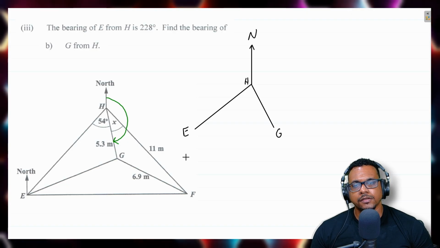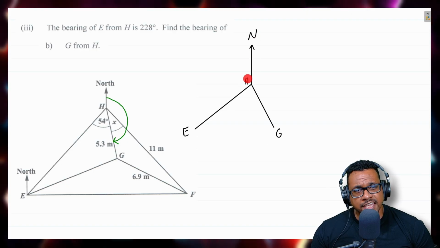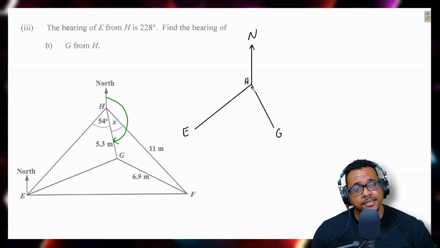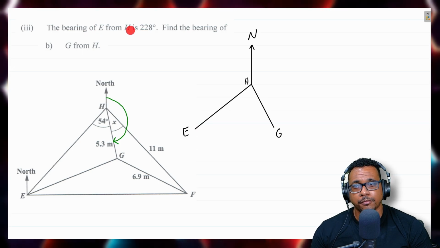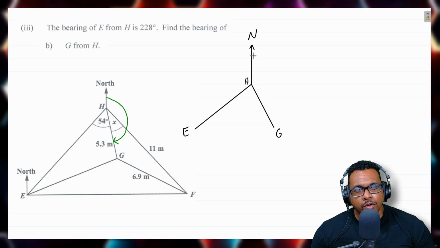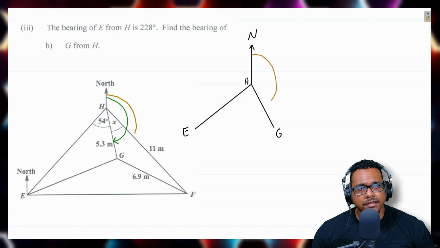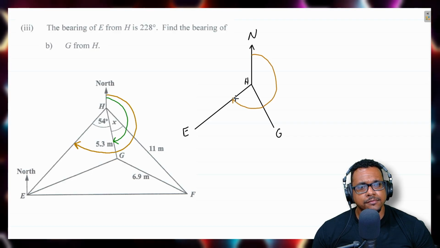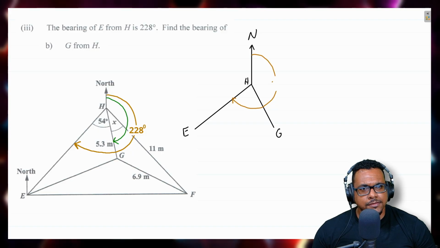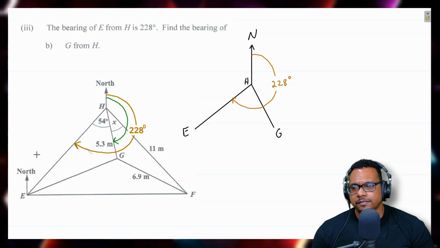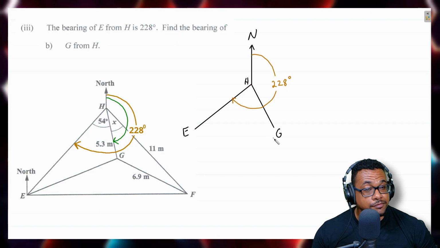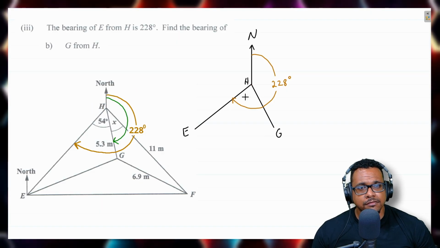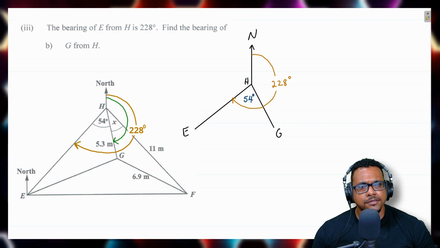All right, so I have my north line on H. I have this line connecting to E and this line connecting to G. Now remember that we have that the bearing of E from H is 228 degrees. So what we have is this whole angle here is 228 degrees. Then we have this angle 54 degrees, which is angle EHG. So EHG is 54 degrees. That's from here to here.